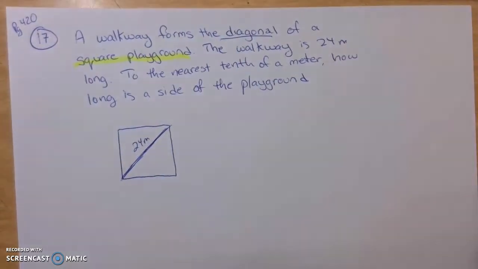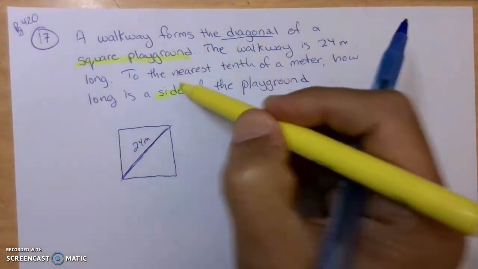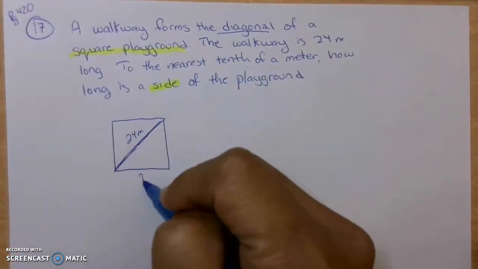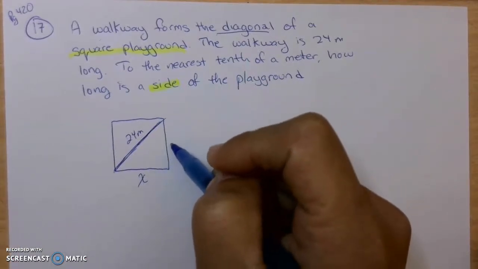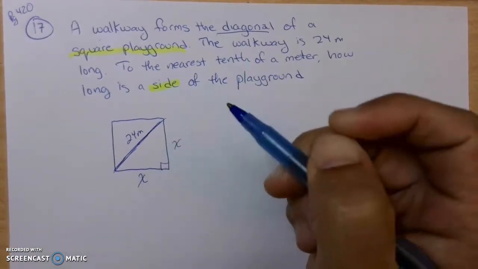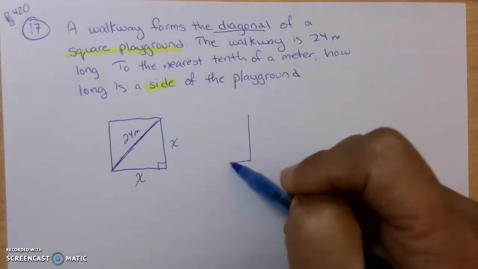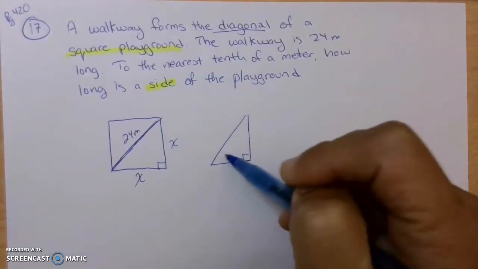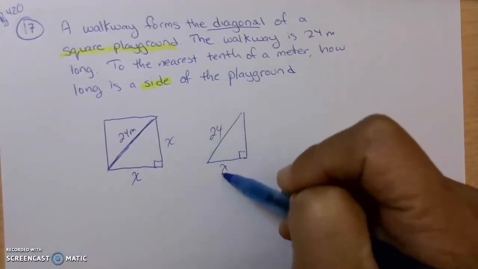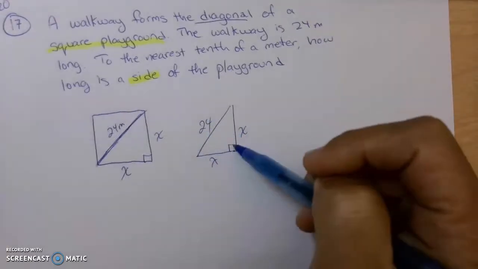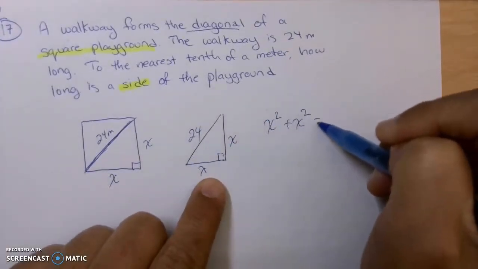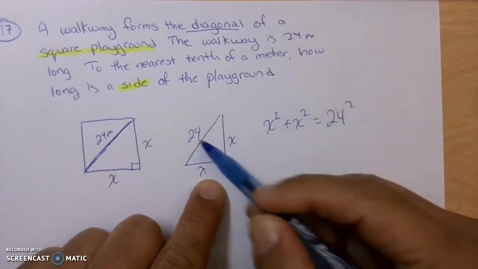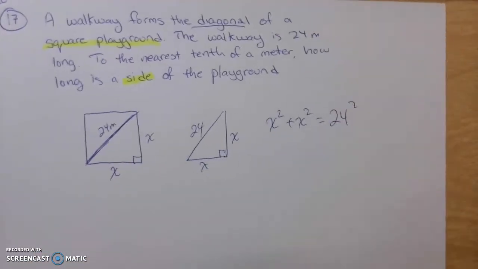The question is now, how long is each side of this playground? How long is each side of this square? Well, that will be x. Now, because it's a square, they're both x's. And just focusing on this triangle, this is 24, this is x, this is x. And if it's a right triangle, you use the Pythagorean theorem. So the setup would be x squared plus x squared is equal to 24 squared. Opposite the 90 degrees is the c squared.